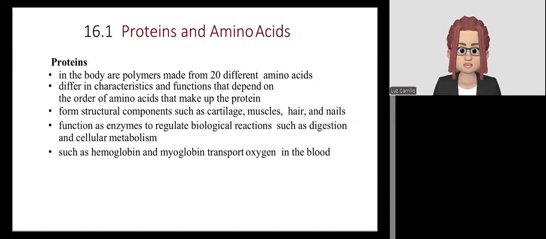We know that proteins are structural components. They are involved in chemical reactions in the body. They even transport substances in the body.